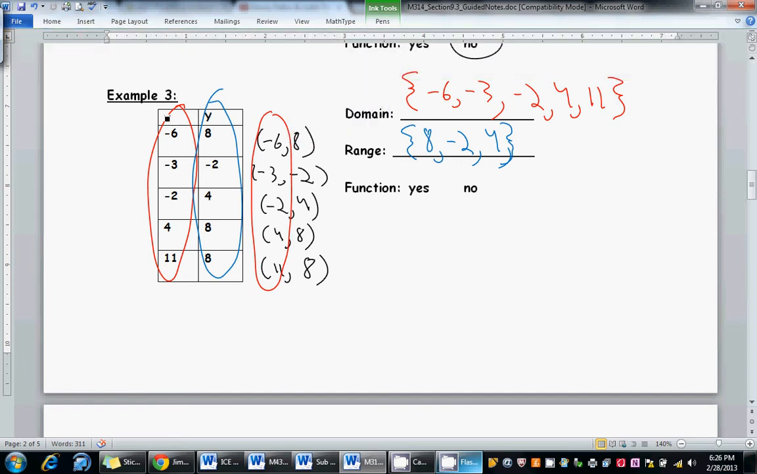So, looking back at my x column, did any of these x's repeat here? Nope. Therefore, this is a function.